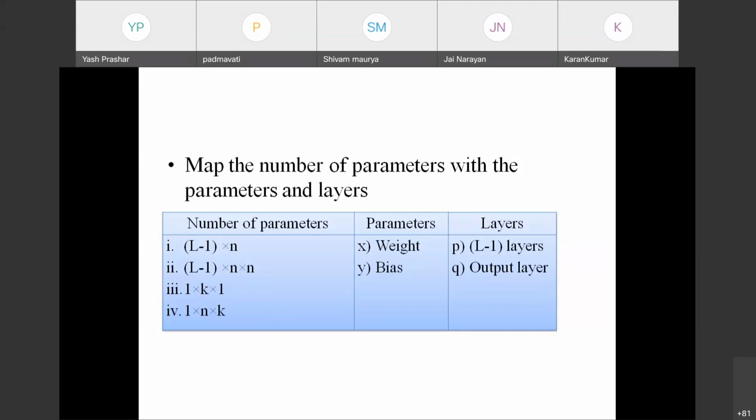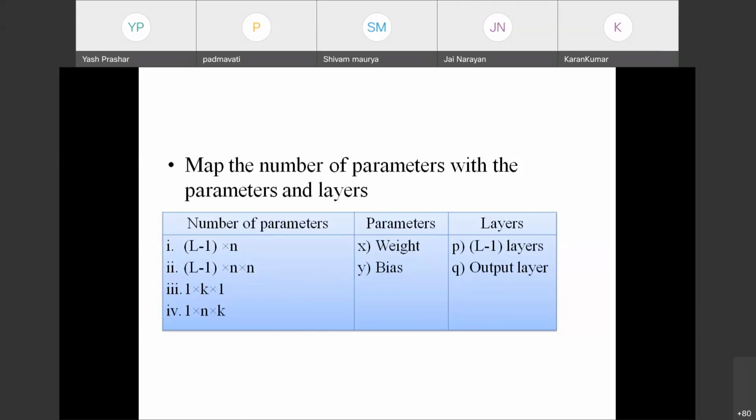Okay, have you got the answer? Is there any issue in understanding the problem? I just wanted to check whether you understood terms like parameters, with respect to the number of parameters which are required to connect with layers. So that's why I framed this question.